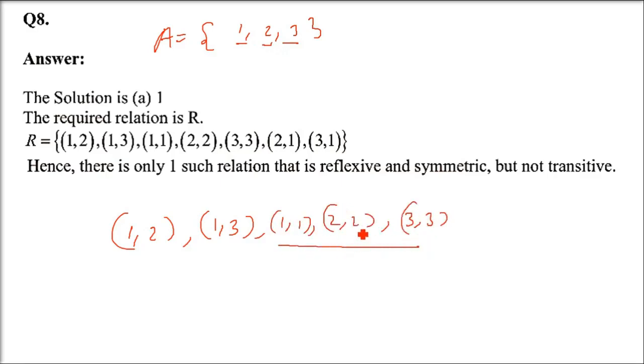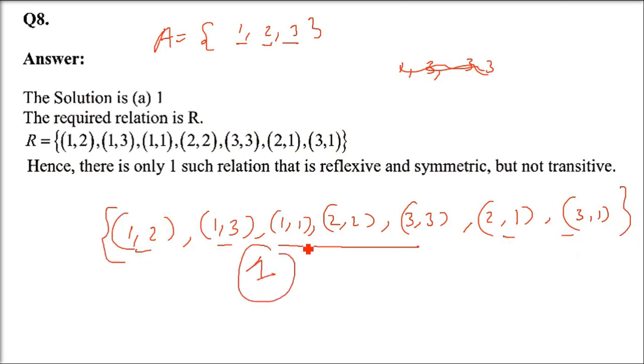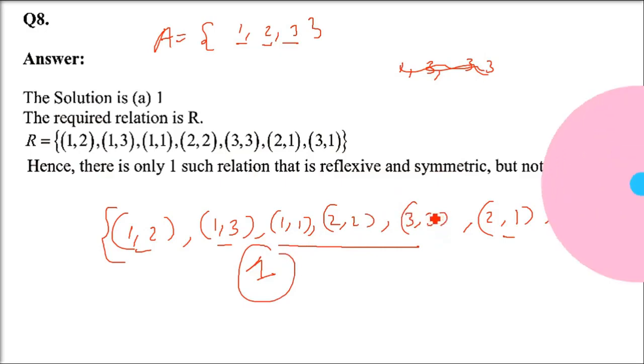We added this. Coming to symmetric. (1, 2) is there, so you have to add (2, 1). (1, 3) is there, so you have to add (3, 1). What I'm trying to suggest is, in order to make it symmetric, if (1, 2) is there, that is (a, b), then (b, a) should be there. (1, 3) is there, so (3, 1) should be there. Now, since we have taken all this, it is reflexive and symmetric, but as we have discussed in the previous questions also, it is not transitive. You can try any of these. It is not transitive at all.